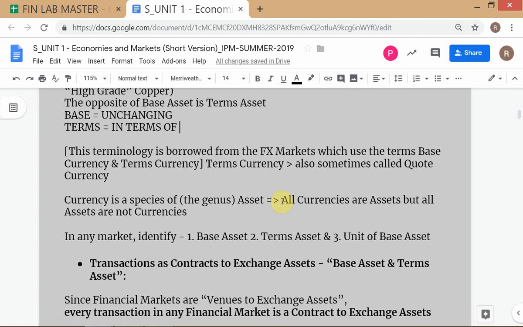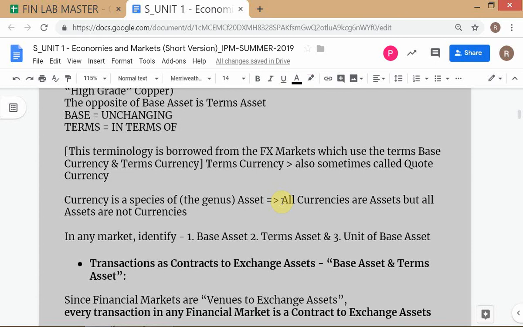You should, as management students, be very familiar with this kind of lingo. Remember we used to say contract is a species of agreement. So which is the larger category? Agreement is the larger category, okay? So this is how we write it in English. We say contract is a species of agreement.